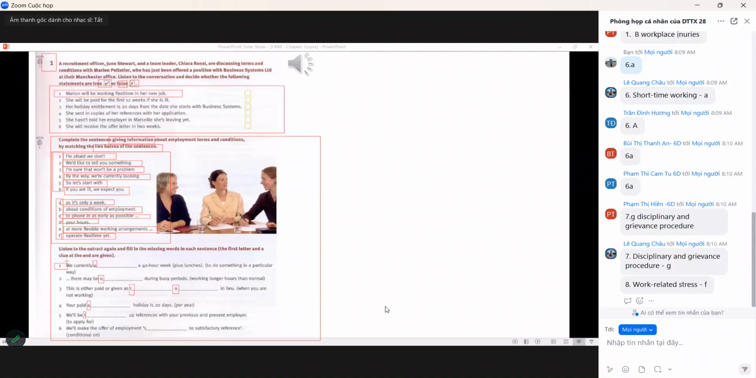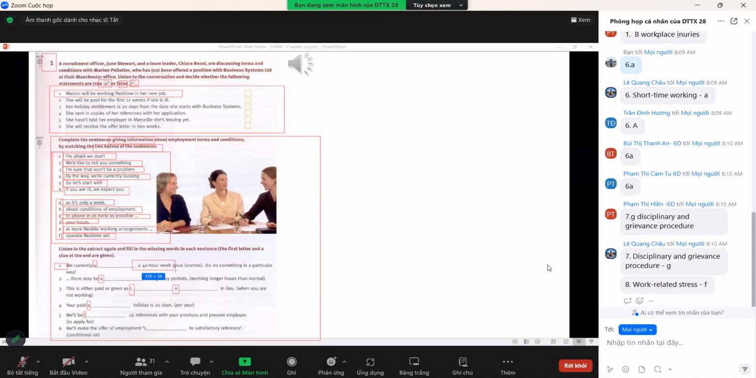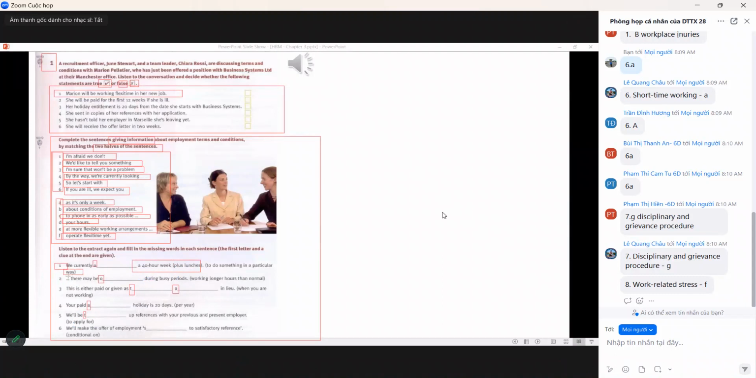Number one, we currently a 40-hour week plus lunches to do something in a particular way. Two, there may be during busy periods working longer hours than normal. Three, it is either paid or given as in lieu. In lieu does mean instead of when you are not working.